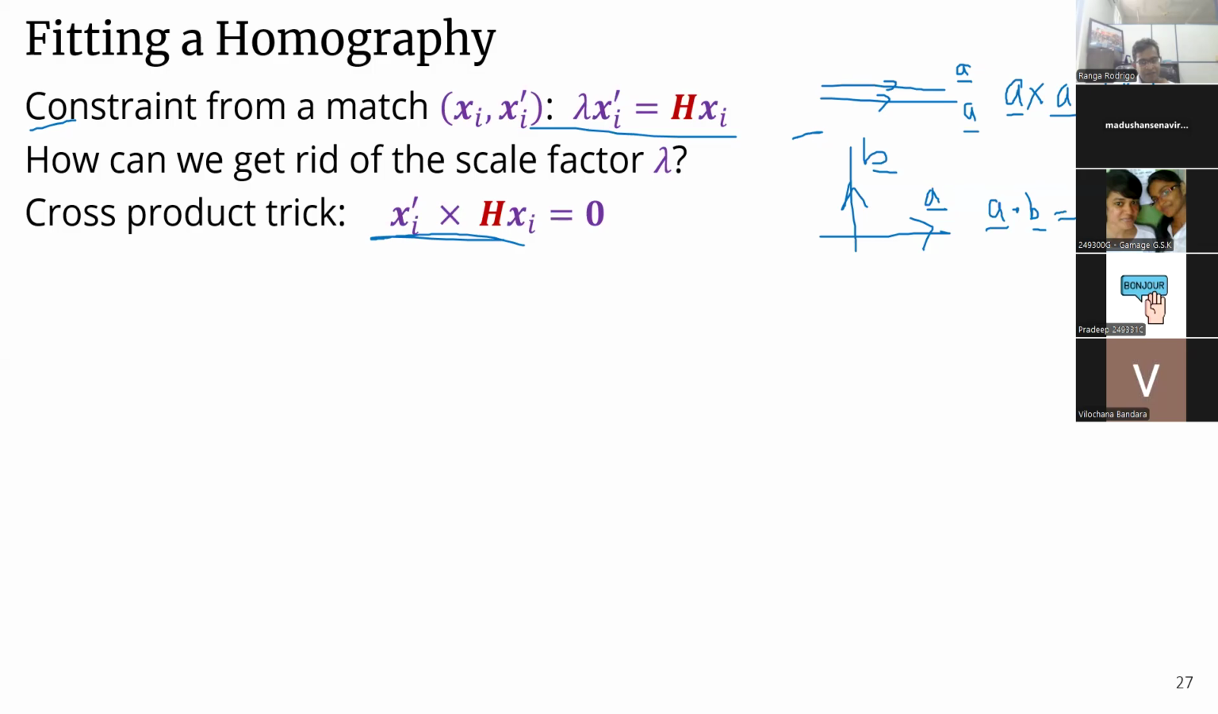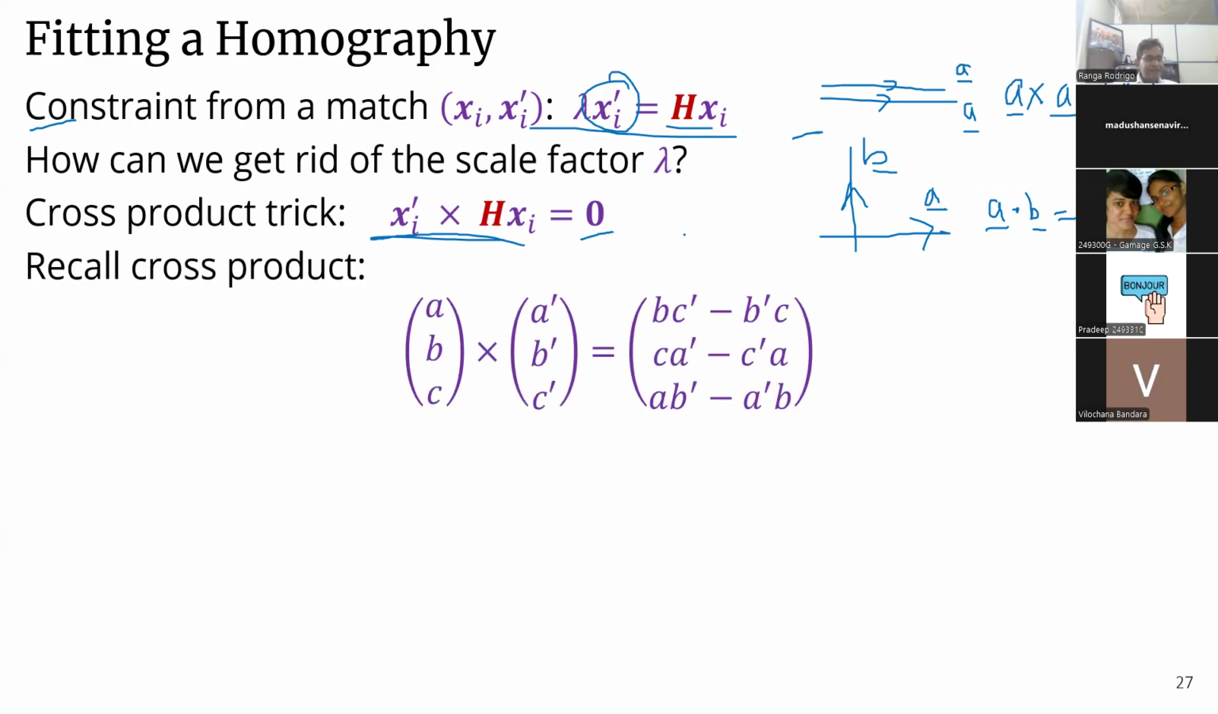For this one, the cross product is 0. This is a 0 vector, so that's why they have put the bold face here. It's a 0 vector because these are parallel vectors, H x_i and x_i', they are written here as equal, so they are parallel. So we want to get the cross product. There is a formula for the cross product. You don't have to memorize that.